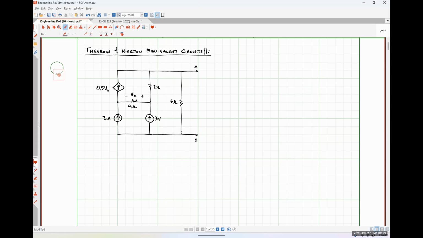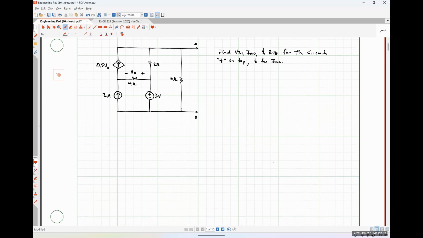And our ultimate goal here is to find VTH, I Norton, and RTH for the circuit. And let's say that we're going to have plus on top, and our reference direction is down for I Norton. So we'll find VTH first. Okay.